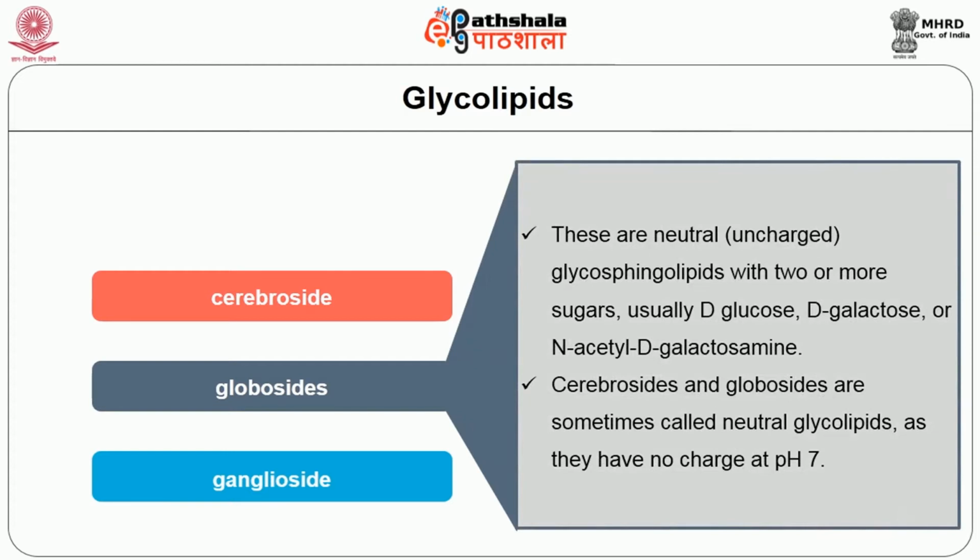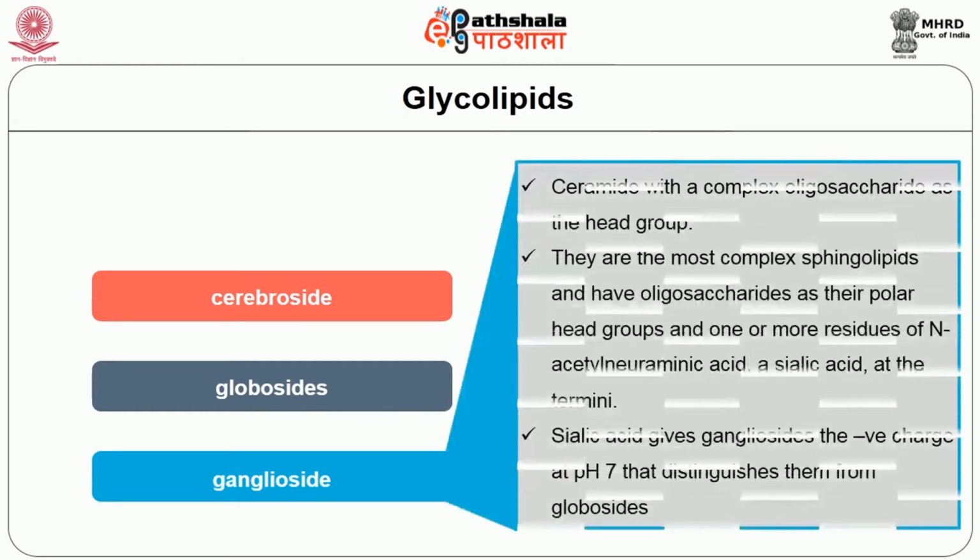The globocytes are neutral in nature. They are uncharged glycosphingolipids with 2 or more sugars. Usually, it is a D-glucose, D-galactose, or N-acetyl D-galactosamine. Cerebrocytes and globocytes are sometimes called neutral glycolipids as they have no charge at pH 7.